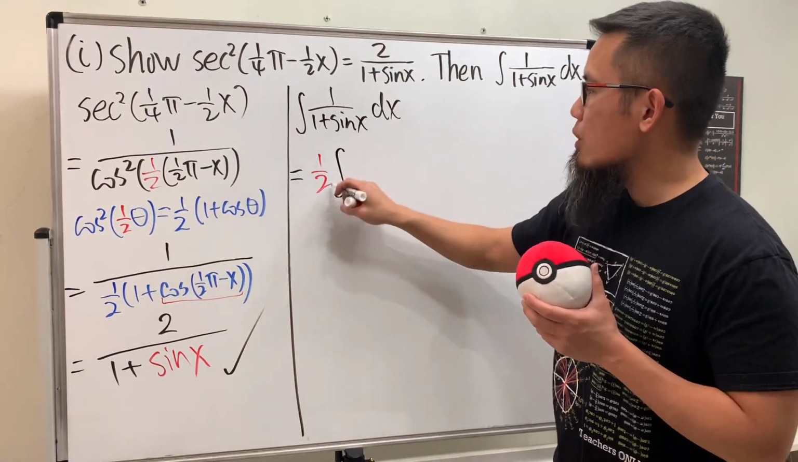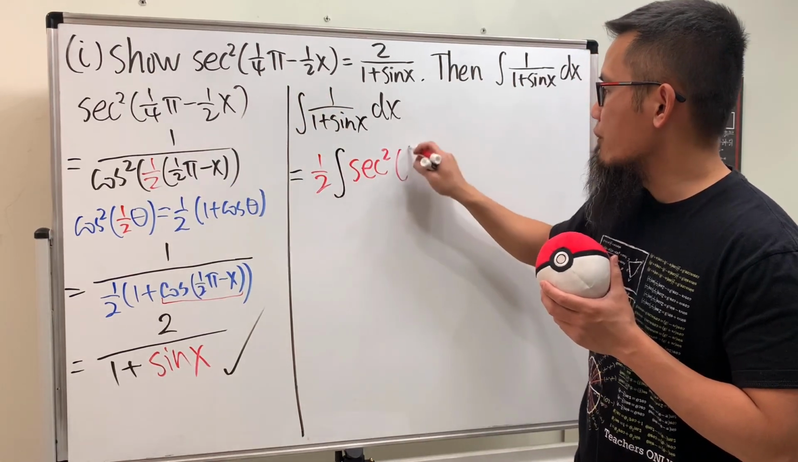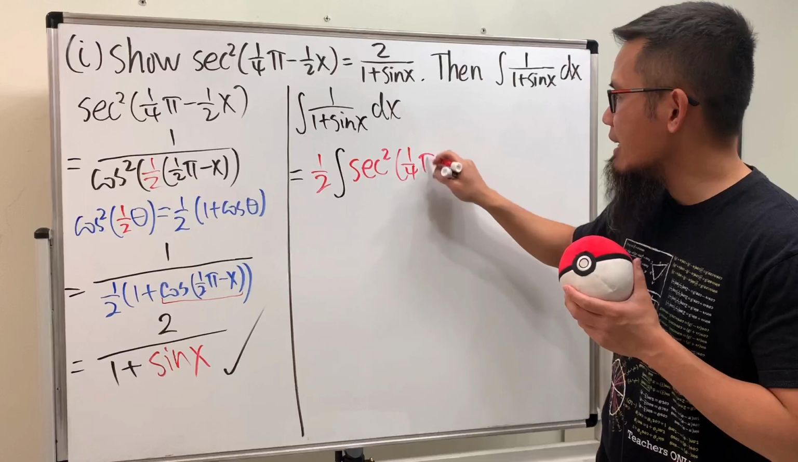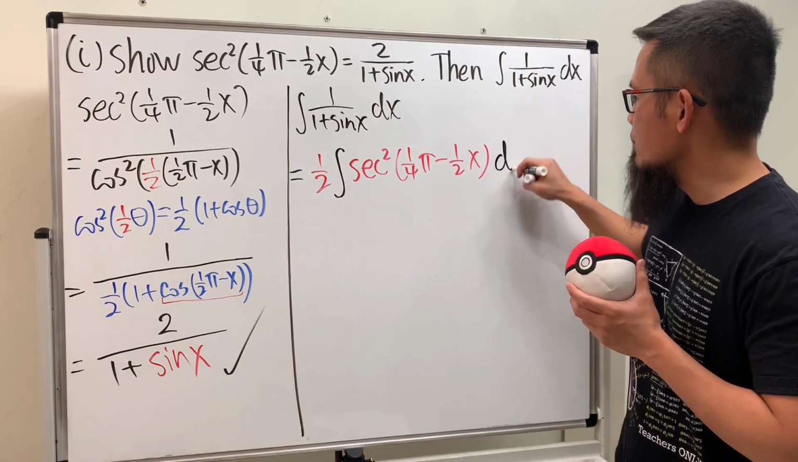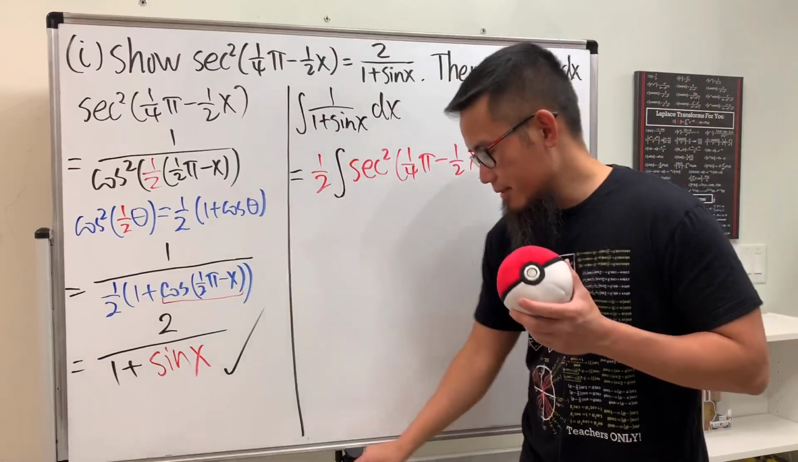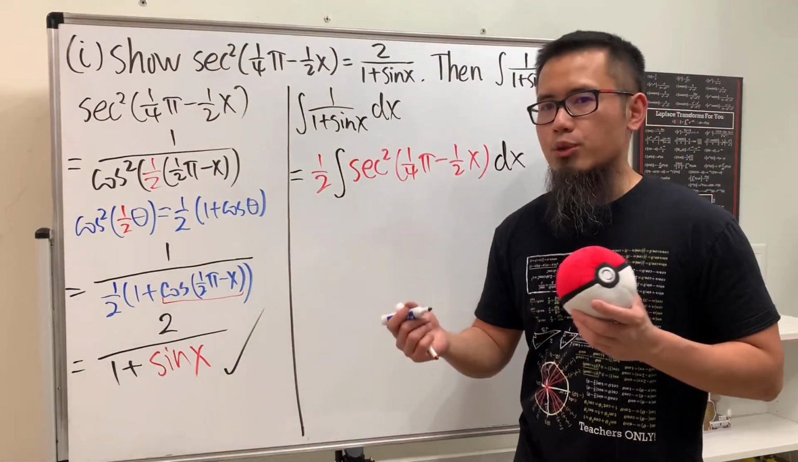And then the integral, and we have that, which is the secant square of (1/4)π − (1/2)x, like that. And then, of course, we have the dx. Very nice. Now, let's do a quick substitution, or if you would like, you can do a substitution, go ahead.